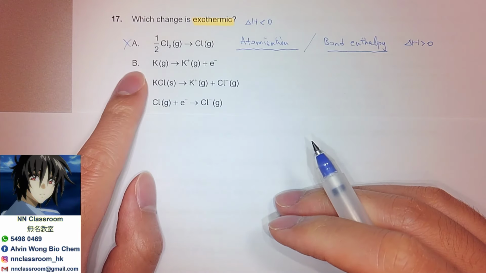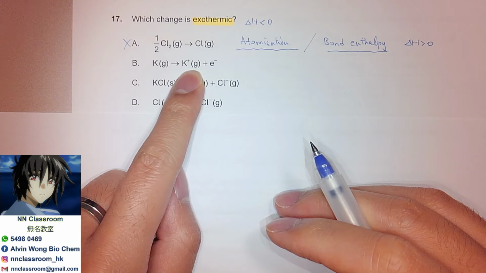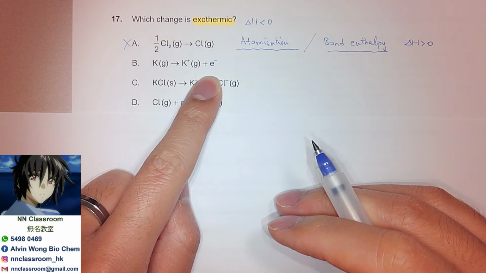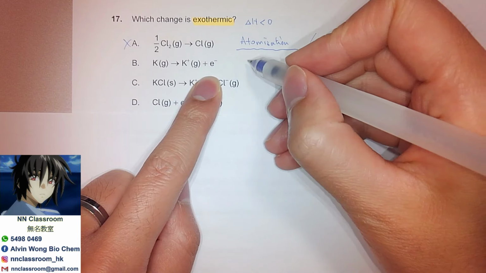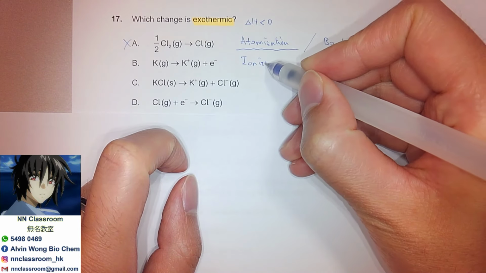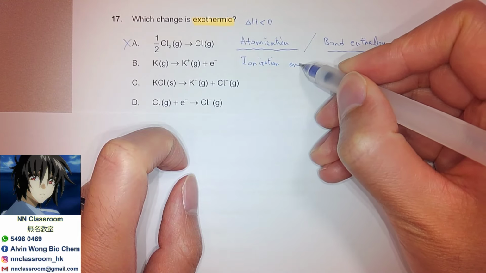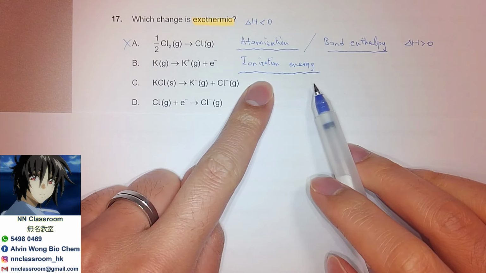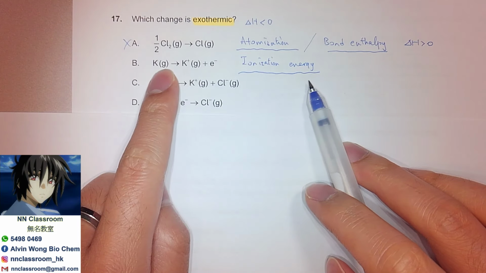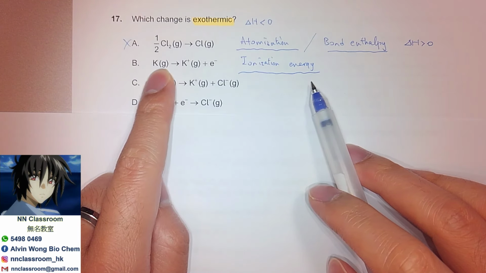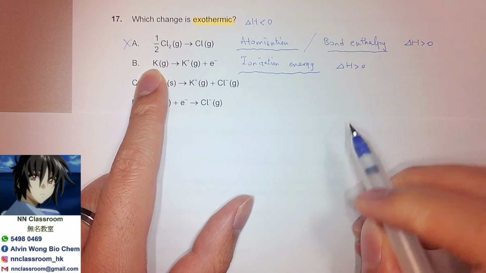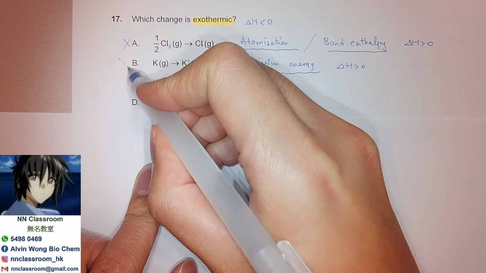So let's continue. For B, from potassium to a gaseous potassium ion with 1 electron being taken away. So obviously this is what we call the ionization energy. And remember, from the definition, energy is required in order to remove 1 mole of outermost shell electron from 1 mole of gaseous state atom, 1 mole at a time. So obviously also endothermic, so not our choice.